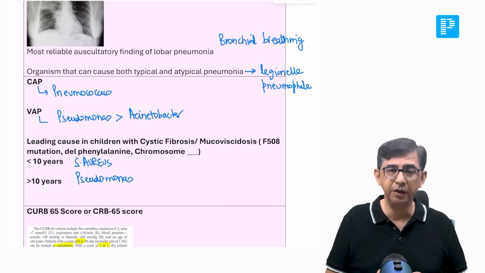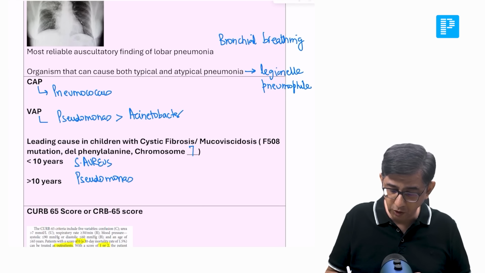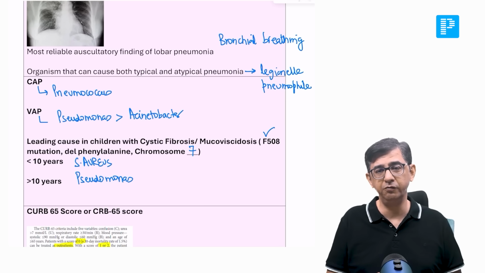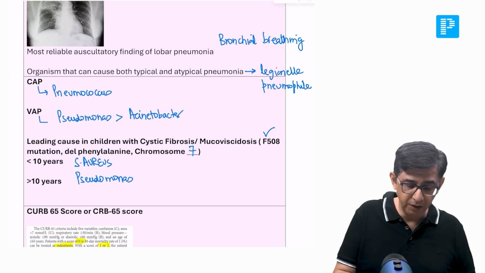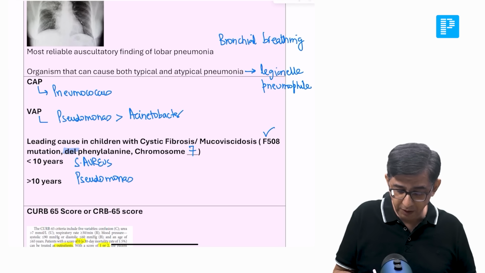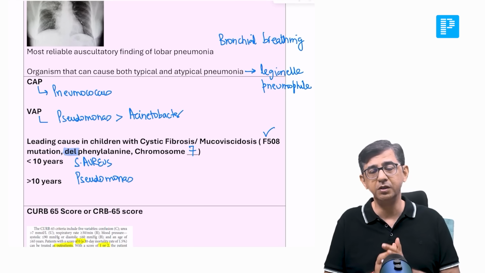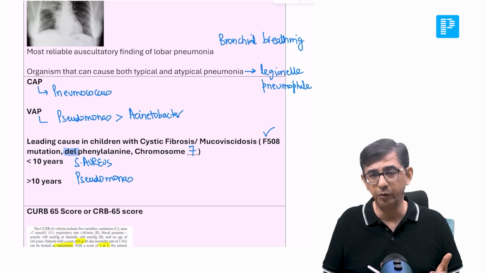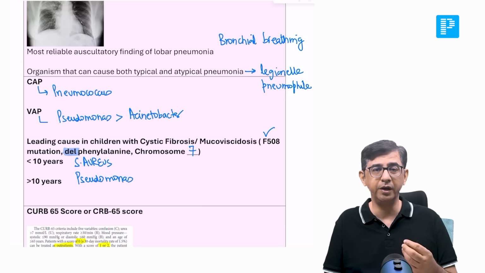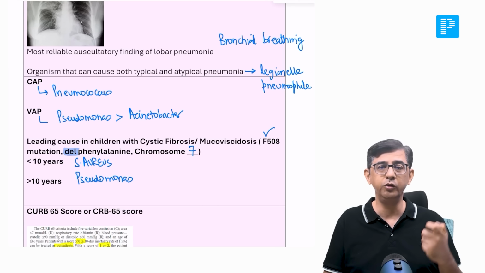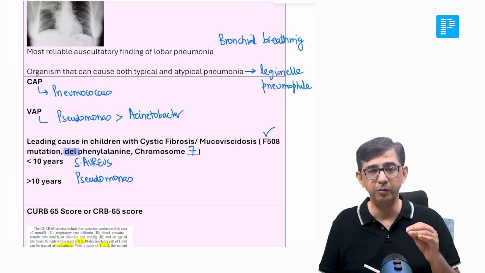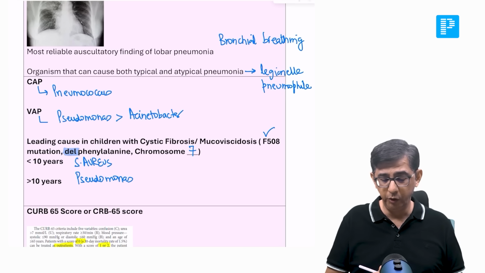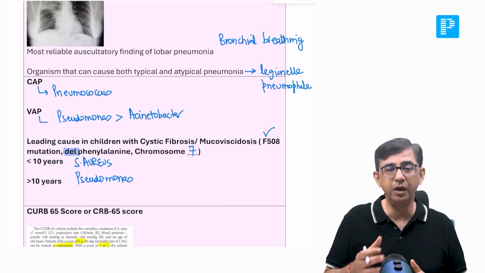Cystic fibrosis is a condition where there are a lot of mutations. The commonest one is the F508 mutation, where at position 508 there's a deletion of phenylalanine, and because of this deletion the protein that is formed is defective. That protein is the CFTR protein. Normally that protein has 1480 amino acids. Now if one of those amino acids is deleted, it changes the entire functioning of the cystic fibrosis transmembrane receptor, due to which the secretions become very thick and viscid.